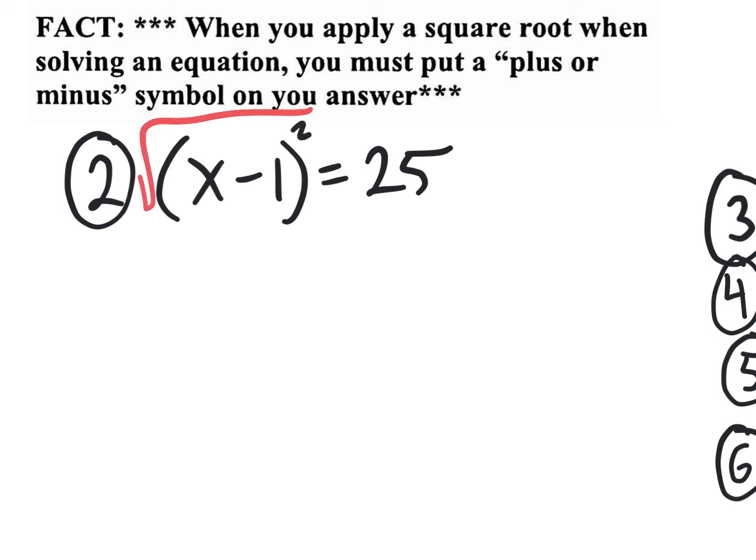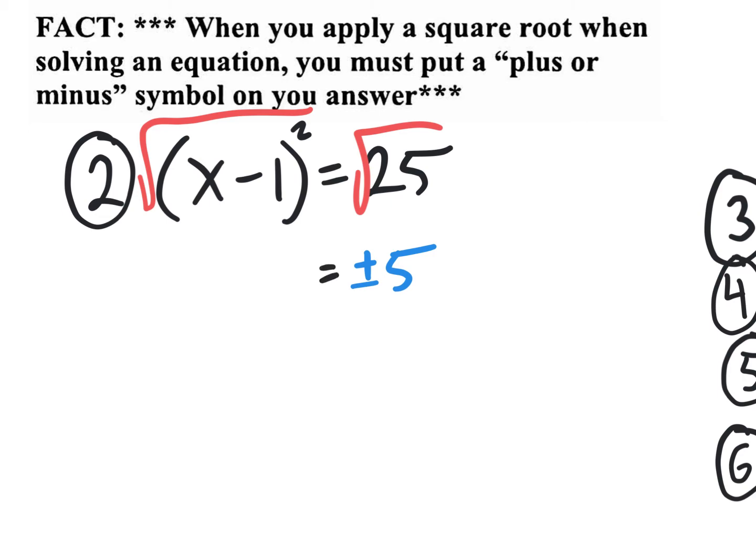Square root it, and what you do to one side, do to the other side. But again, the fact that we're learning in today's lesson is that when you apply a square root in an equation, you must put a plus or minus in front of your answer. So we know that the square root of 25 is 5, but we're going to put a plus or minus 5 instead of just 5. You have to put a plus or minus in front of your answer.